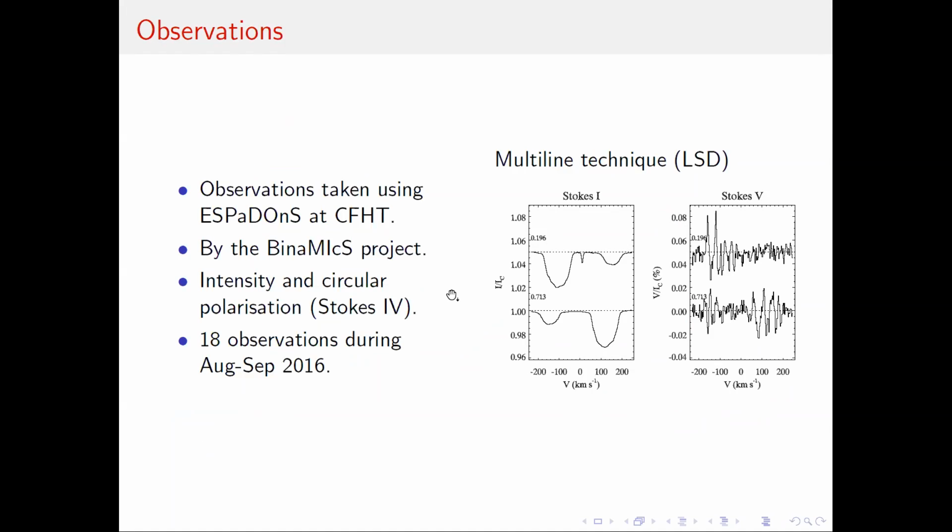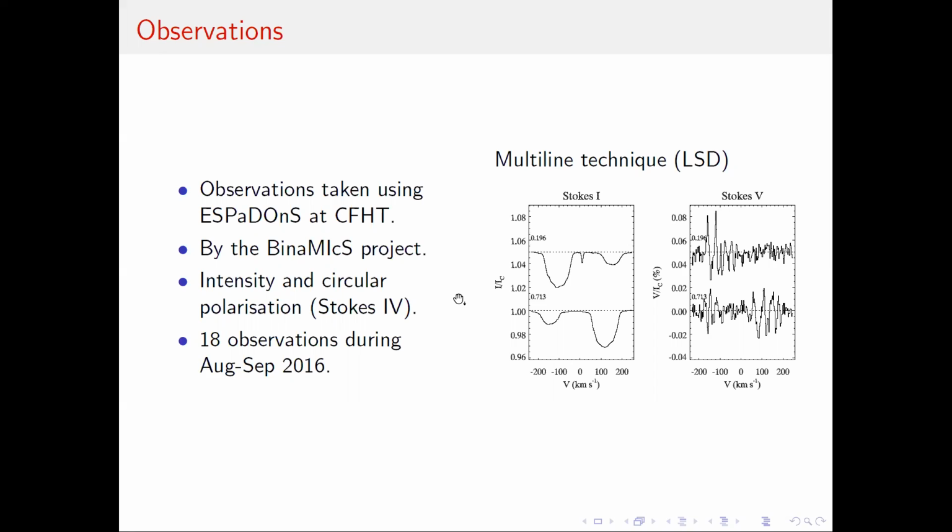Our observations were taken using the ESPaDOnS spectropolarimeter at the Canada-France-Hawaii Telescope. Particularly, the observations were done by the BinaMIcS project, which specializes in studying various binary stars. We have obtained both intensity and circular polarization, so Stokes I and V. In total, 18 observations were obtained during a period between August and September of 2016.